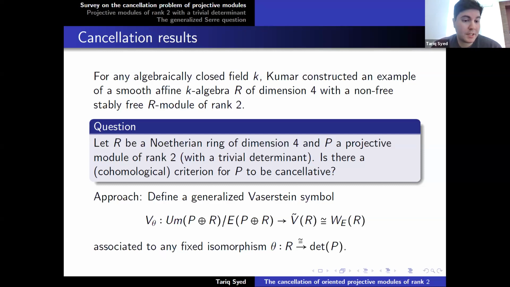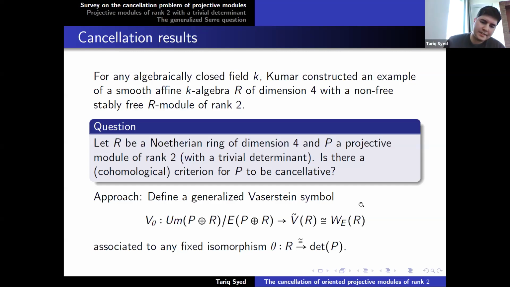So the motivating question for this talk is, let R be a unitarian ring of dimension 4 and P a projective module of rank 2, preferably with a trivial determinant. Is there a criterion, preferably a cohomological criterion for P to be cancellative or not? And the approach is motivated by Fazel's proof for threefolds. So define a generalized Vaserstein symbol, which will then be defined on this orbit space, P plus R modulo EP plus R, where EP plus R is just the subgroup of the automorphism group generated by so-called elementary transvections, which are the perfect generalization of elementary matrices.